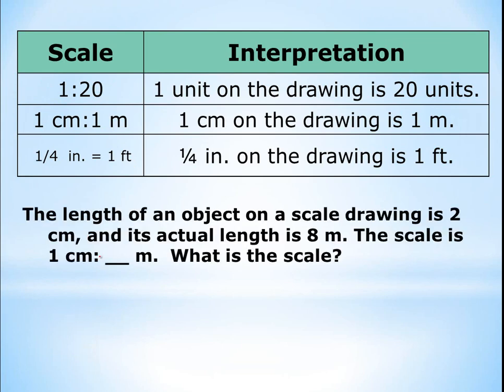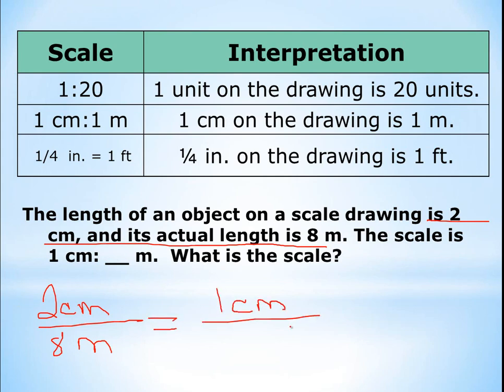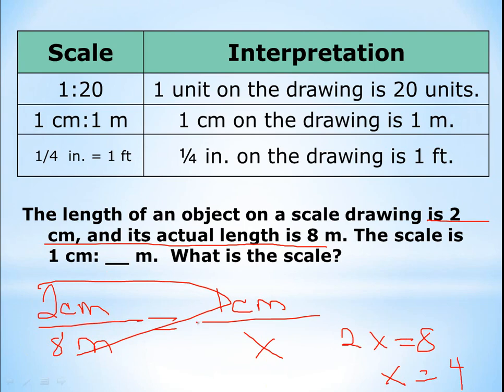So let's look at this one. The length of an object on a scale drawing is 2 centimeters and the actual length is 8 meters. What's the scale? Well, if we look at the first part, 2 centimeters equals 8 meters. 1 centimeter equals how many meters? So I have a proportion. Now I can do this mentally and know that the answer is 4. But that's okay, because if I didn't, I can always set up a proportion. 8 times 1 is 8. So I have 2x equals 8. X equals 4. So it is 4 meters. So all I'm doing is setting up a proportion.